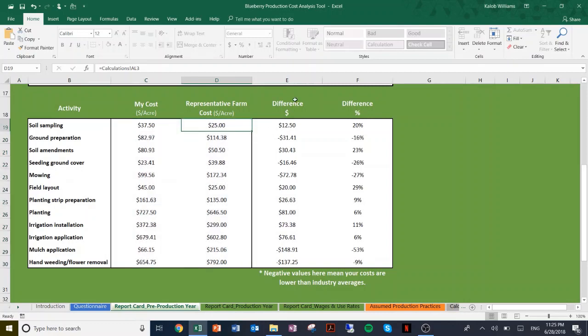And then this column right here will tell you the difference between my costs and the representative farm costs. Right here it says negative values here mean that your costs are lower than the industry averages. So you want to see negative costs. I noticed that in my ground preparation, I am lower than the representative farm costs by 16%, or $31.41. I also noticed that I can apply mulch for $148.91 less than the representative farm in New York, which is a 53% difference.